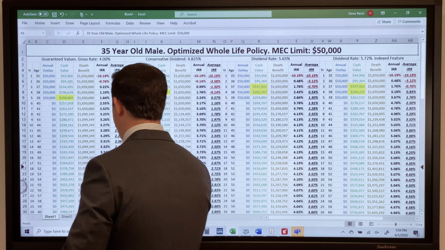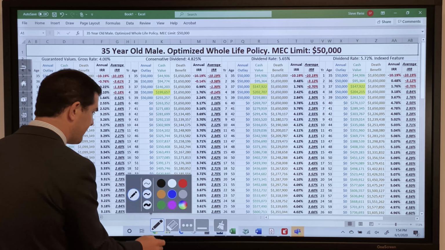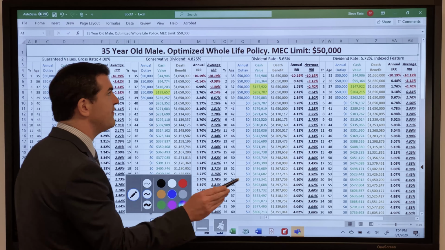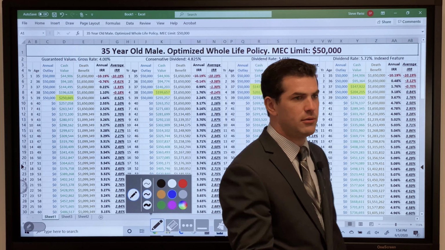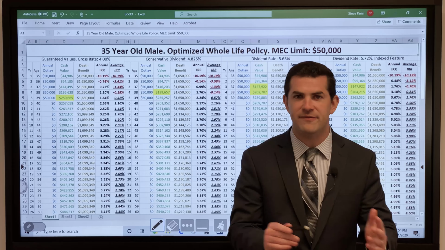So what we've got here is a policy on a 35-year-old male funding for a short period of time. Now, what I'll say with a whole life insurance policy is you can design a policy where you can literally pay into it your whole life. However, we're going to stop here in 5 years.